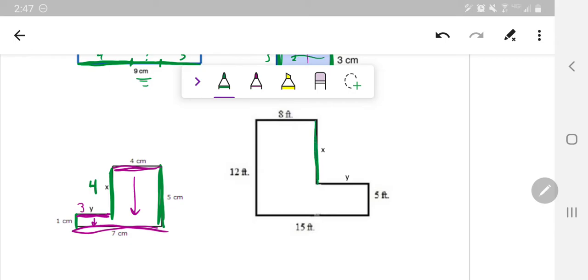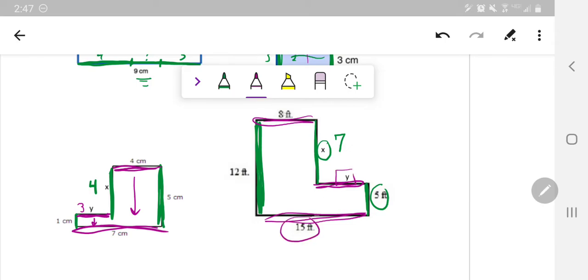Let's start with X over here. Now, we need the other vertical lines, so we'll indicate them in green. And it looks like 12 is the longest. And it looks like the X and the 5 add up to equal 12. So what would X have to be? It would have to be 7 feet. Now we're going to go to Y, which is horizontal. So let's look at the other horizontal. Looks like 15 is the longest. Y and 8 would fall down and add up to 15. So we do 8 plus something equals 15, and that number would be 7.